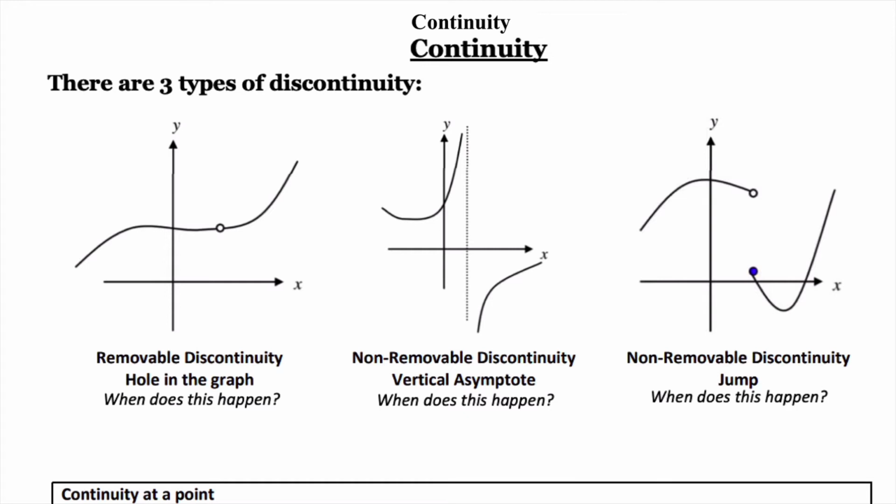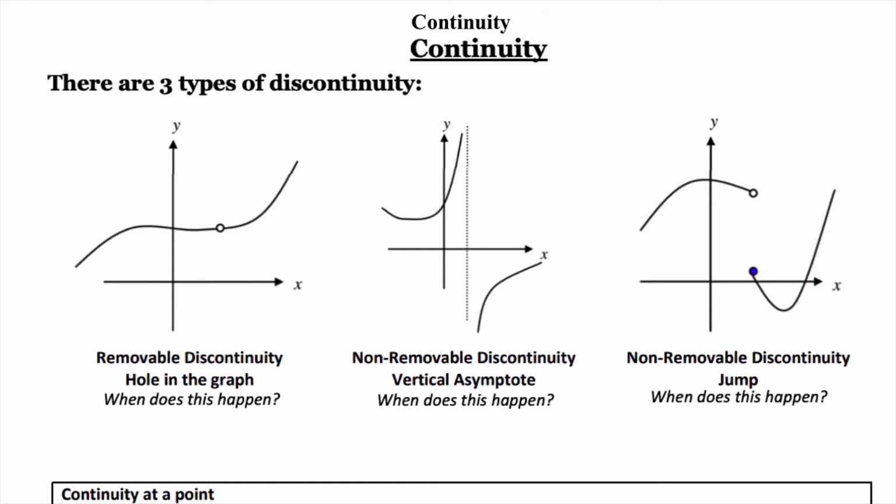Okay? Now they have other names. The removable is the hole. So if you have a hole, they're not going to say a hole. They're going to say removable discontinuity. Okay, so those go together. We've talked pretty extensively about when there's a hole. So it's not a hole anymore. We call it removable discontinuity. Okay, and we talked about when it happens.